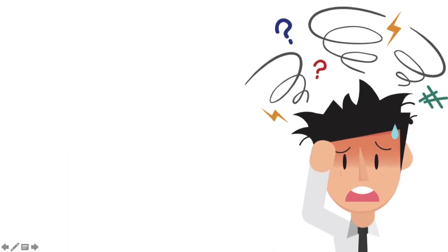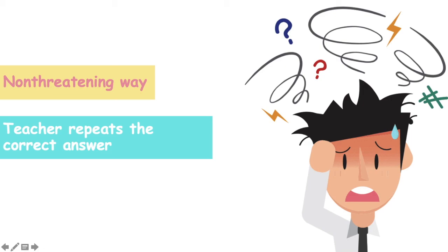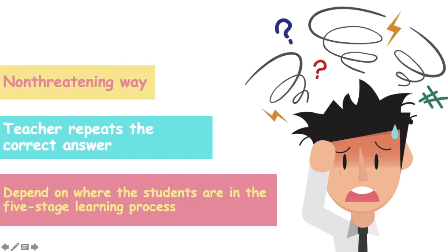What if students make errors? Obviously, the teacher would attempt to help students in a non-threatening way. This can be done by recasting the student's error. For example, by repeating correctly what should have been said without paying any further attention to the mistake made. All in all, techniques depend on where the students are in the 5-stage learning process, but are consistent with sustaining a respectful, non-defensive relationship.